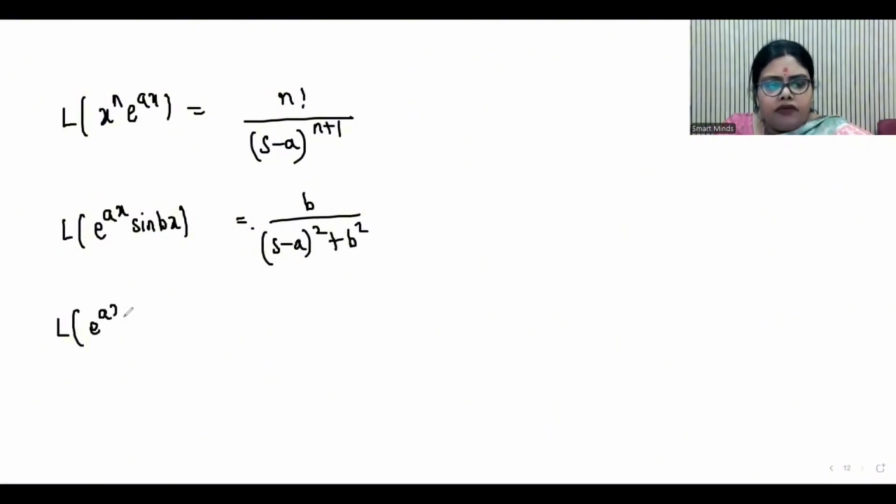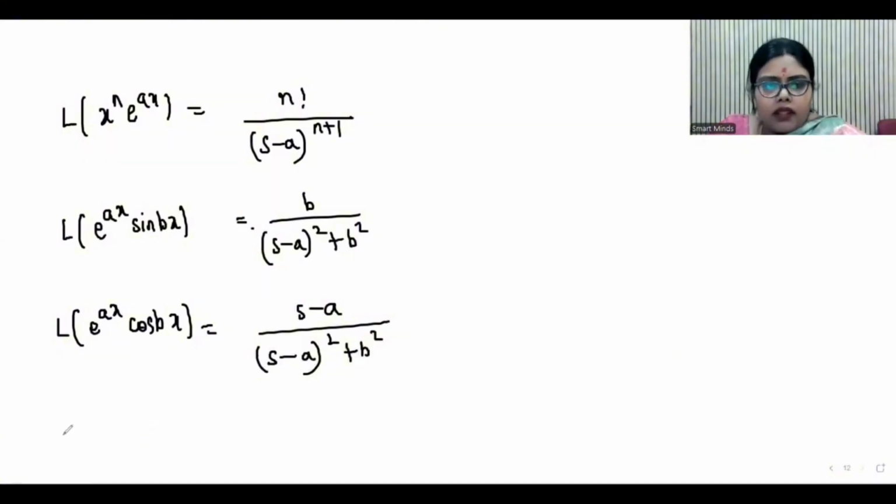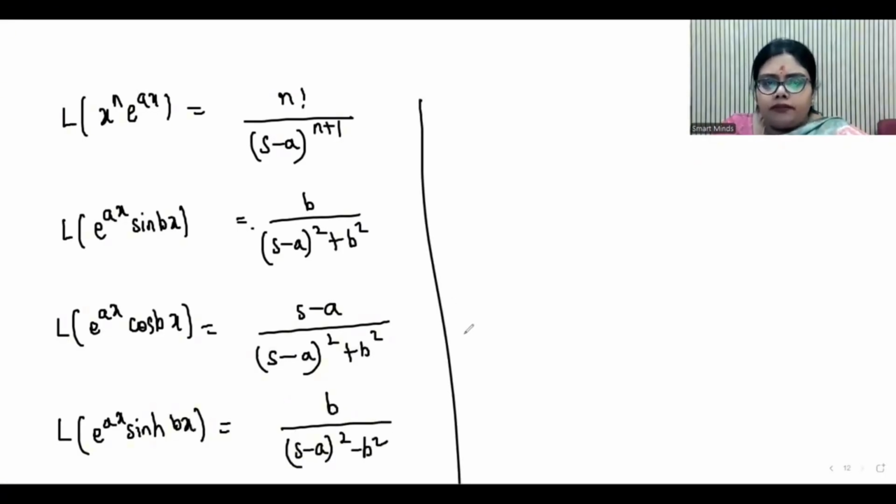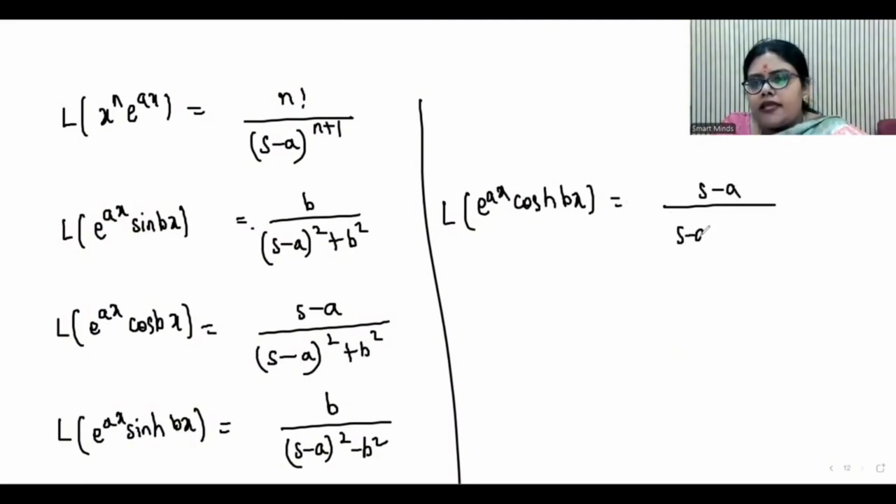L of e^(ax) cos bx is (s minus a) by ((s minus a) whole square plus b square). L of e^(ax) sinh bx is b by ((s minus a) whole square minus b square). L of e^(ax) cosh bx is (s minus a) by ((s minus a) whole square minus b square).